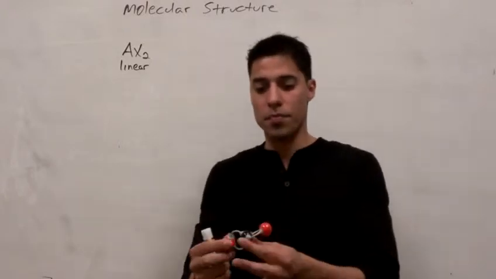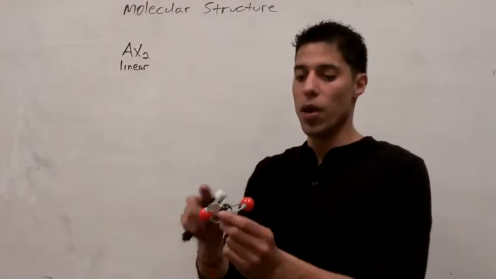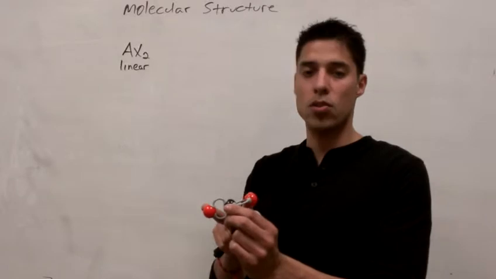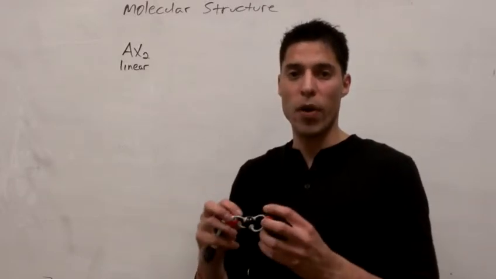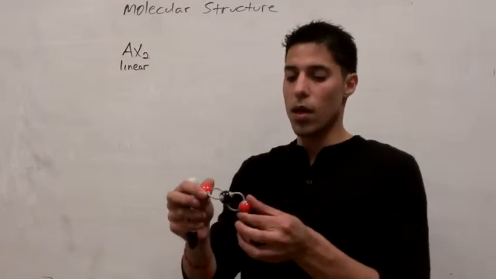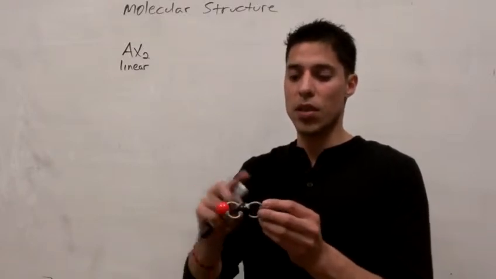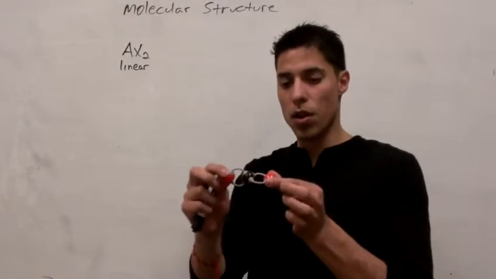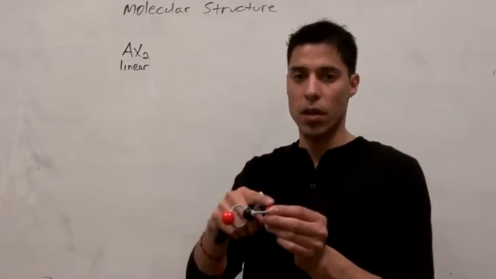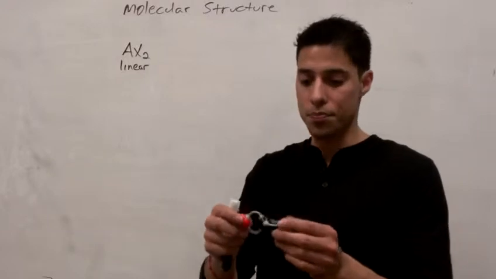As we see here, here's a molecular model of it. We're going to have one central atom and two surrounding atoms. Again, the electrons in this molecule want to be as far away from each other as possible. With the AX2 configuration, that's going to be on the opposite side of the central atom. So we're going to have a linear molecule giving us a 180 degree bond angle.